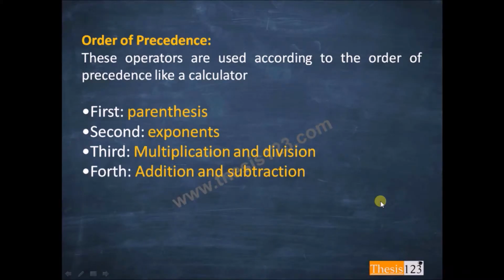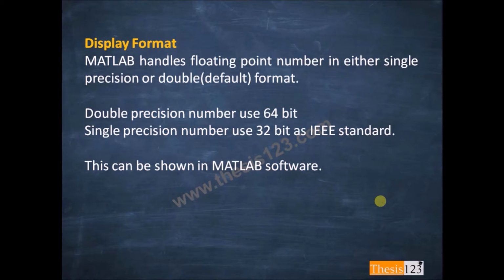Now we will go for the next slide, display format. MATLAB handles floating point numbers in either single precision or double precision. Double precision numbers use 64 bits, whereas single precision numbers use 32 bits, based upon the IEEE standards.